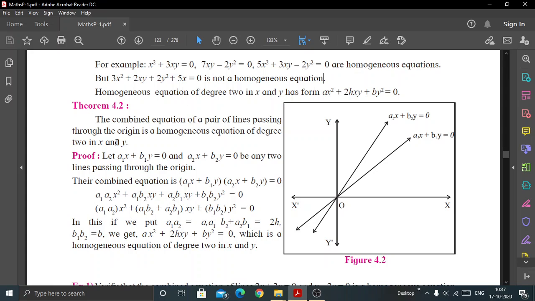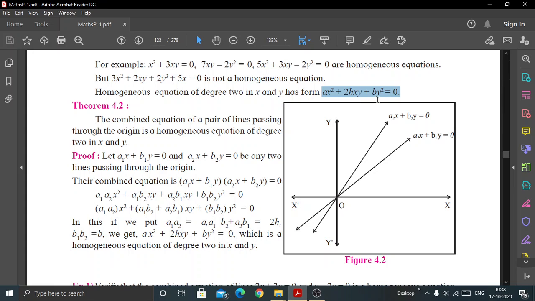Next, the general equation of homogeneous degree 2 can be given in the form ax square plus 2hxy plus by square equal to 0. See here the first term ax square, here the degree of the term is 2. Here consider a as a constant, the variable is only x, therefore the degree of the term is 2. Next, consider the term 2hxy. Here 2h is a constant and the degree of the term is 2 because the power of x is 1 and power of y is 1.